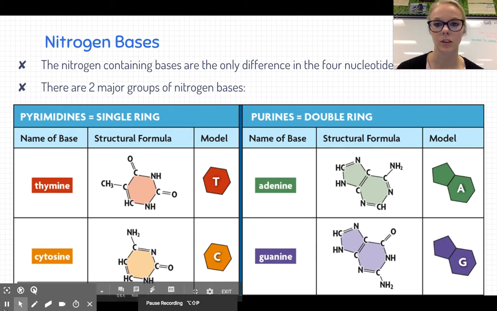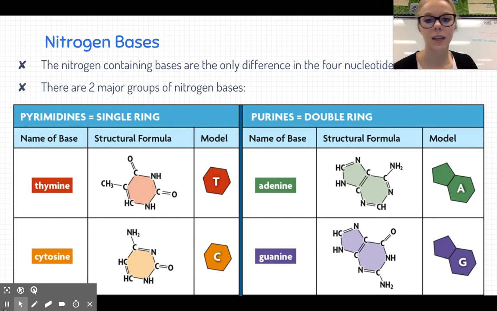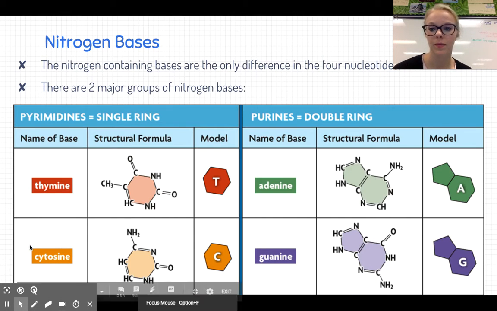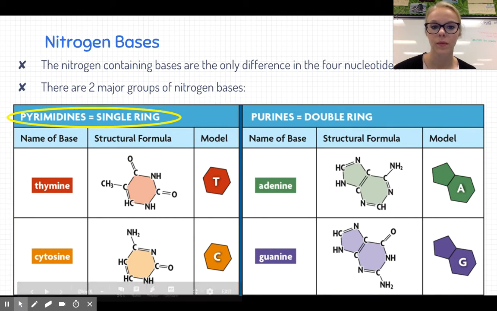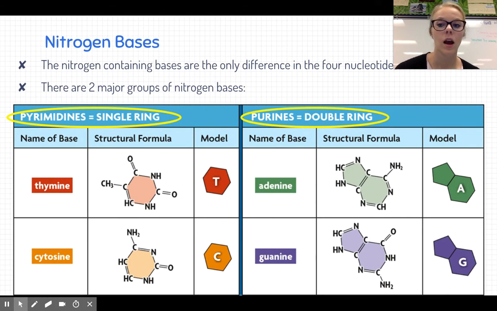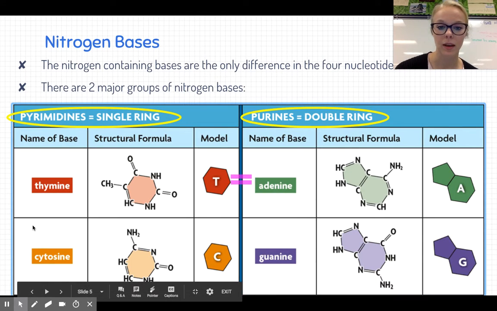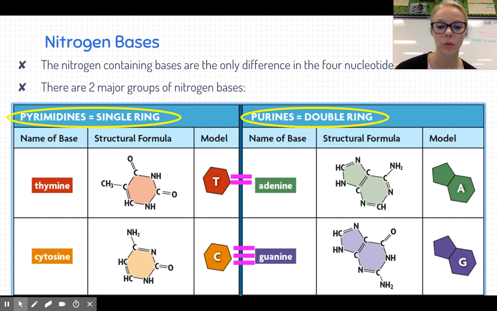These are our nitrogenous bases. The nitrogen-containing bases are the only difference in the 4 different types of nucleotides. There are 2 major groups of nitrogen bases: our pyrimidines, which only have 1 ring, and our purines, which have 2 rings, or a double ring. Our pyrimidines include thymine and cytosine, and our purines include adenine and guanine. Remember that thymine will always double bond to adenine, and cytosine will always triple bond to guanine.